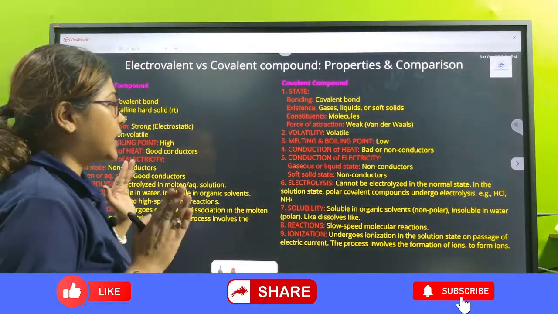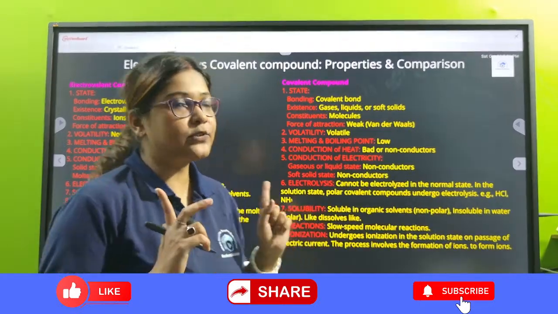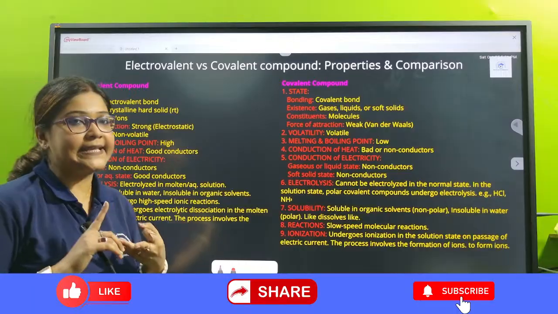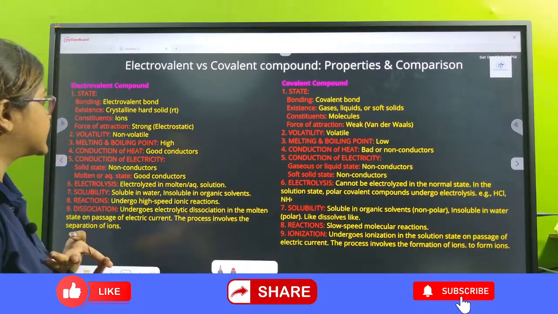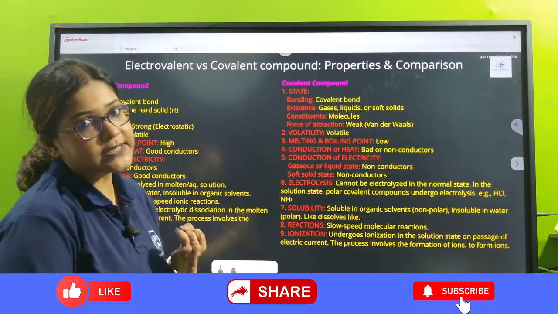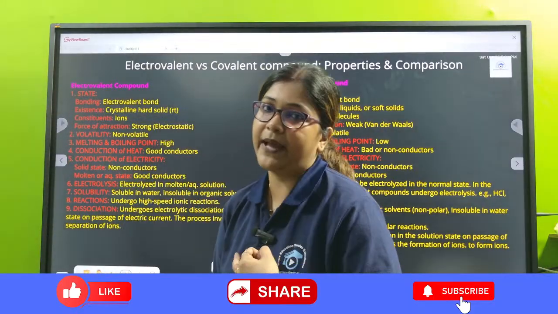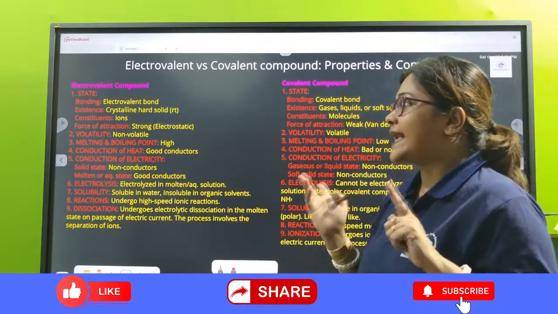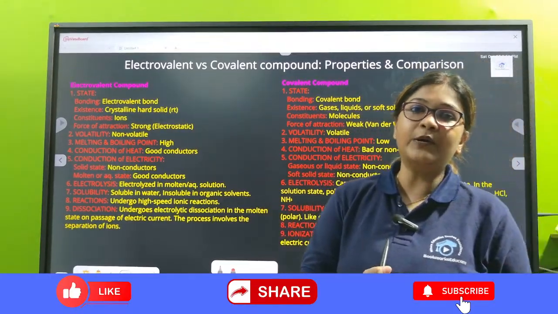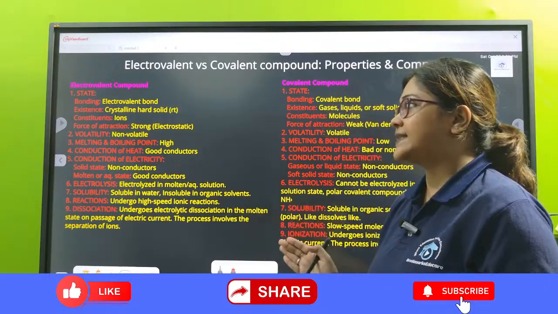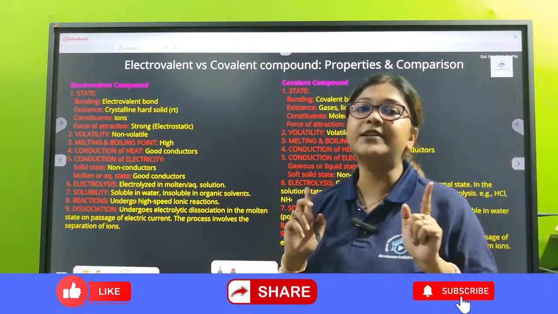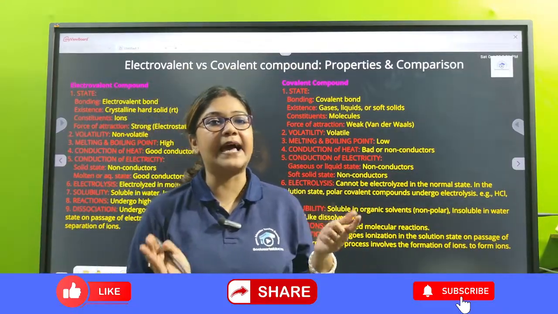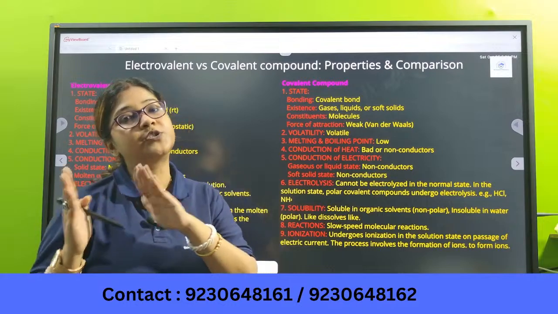Now if you compare the electrovalent and covalent compound in terms of state, where you have bonding, existence and the constituents. You see, bonding in electrovalent compound is ionic type, and in that of covalent compound it is covalent bonds. Existence, the electrovalent compounds, they exist usually as crystalline hard solids at room temperature, whereas the covalent compounds, they exist as gas, liquid or soft solids.